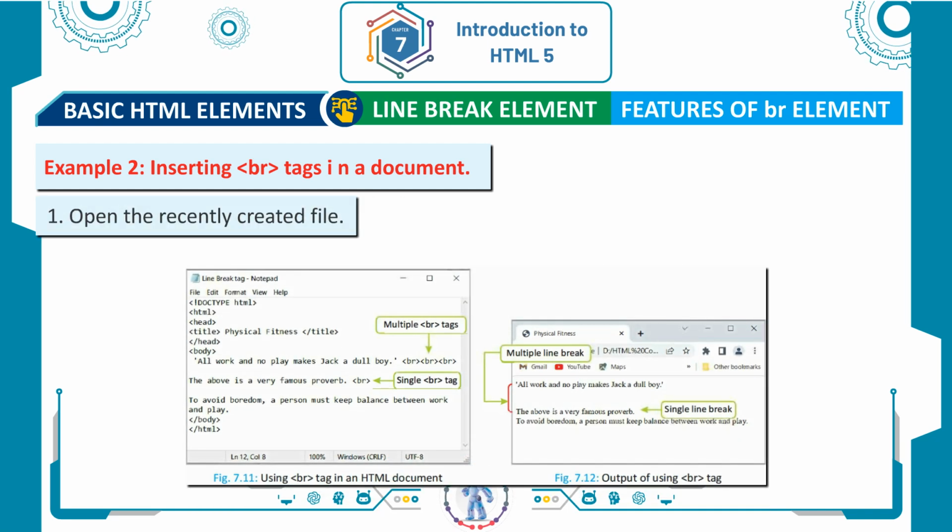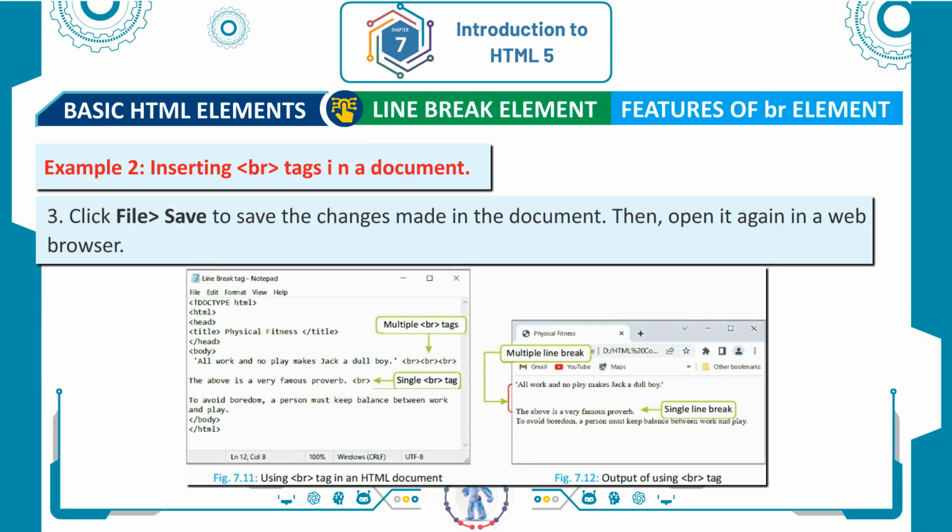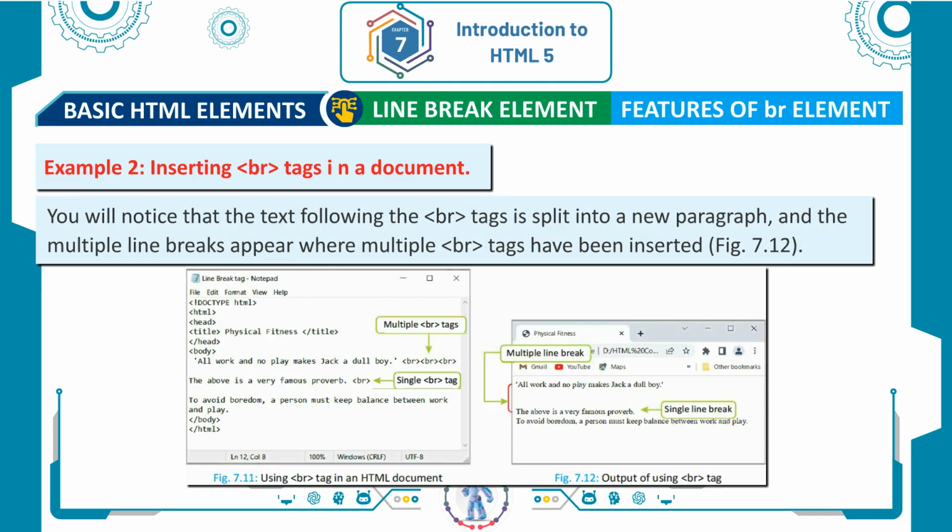1. Open the recently created file. 2. Add the <br> tags at the places shown in Figure 7.11. 3. Click File, Save to save the changes made in the document. Then open it again in a web browser. You will notice that the text following the <br> tags is split into a new paragraph, and the multiple line breaks appear where multiple <br> tags have been inserted.